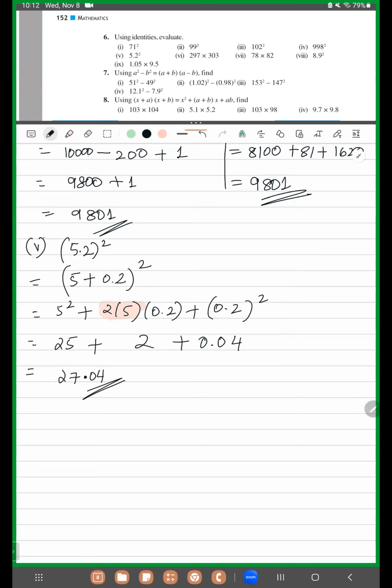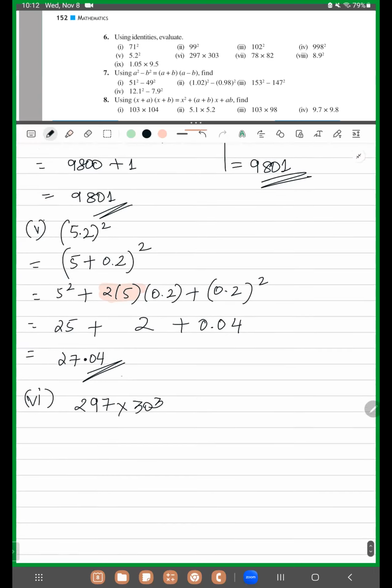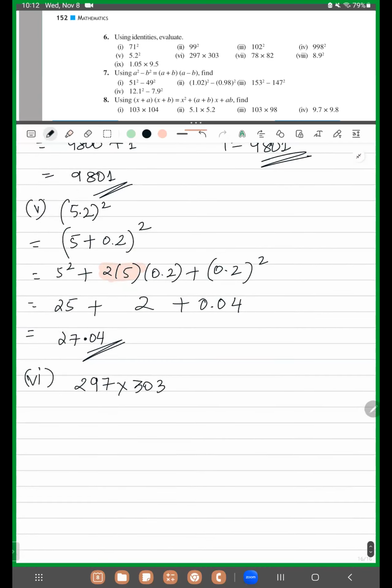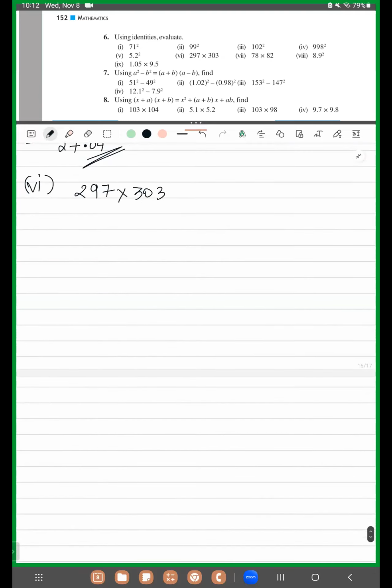Now do you want to do the sixth one? Yeah. 297 into 303. So you have to think about it like this: 297 is just three numbers away from 300, right? So it is 300 minus 3. And this one is 300 plus 3. So this becomes your a minus b, a plus b.